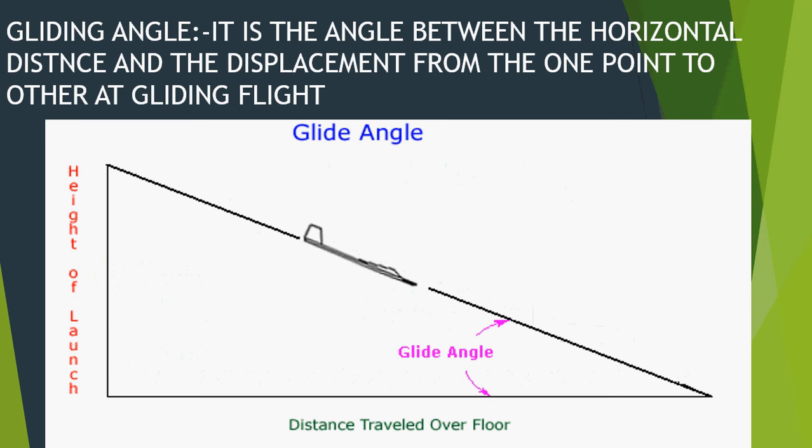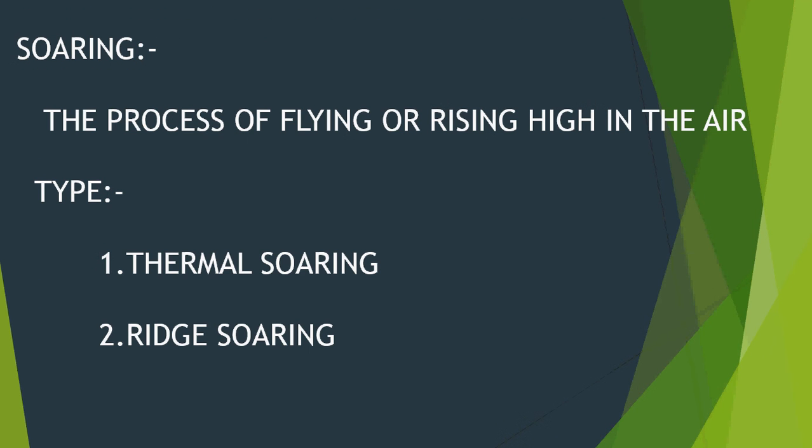Another term that comes into the picture is gliding angle. What is gliding angle? It is the angle between the horizontal distance and the displacement from one point to another in gliding flight. That is the picture for the gliding ratio. You may see the glide angle here.